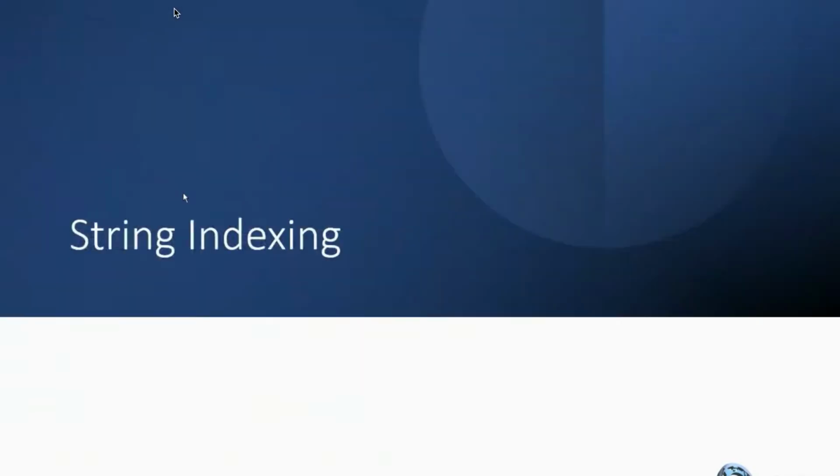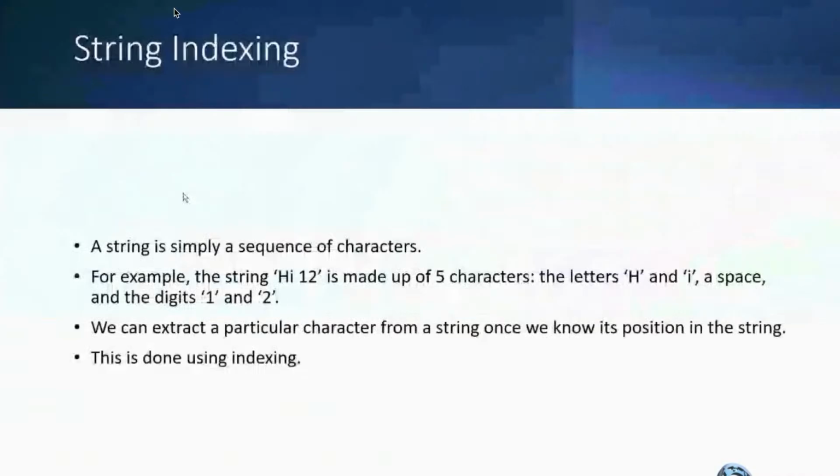So we're going to look at string indexing. A string is simply a sequence of characters. For example, the string "Hi 12" is made up of 5 characters. Why 5 characters? The space. The space, nice. So the letters H, I, a space, the digits 1 and 2. We can extract a particular character from a string once we know its position in the string. This is done using indexing.